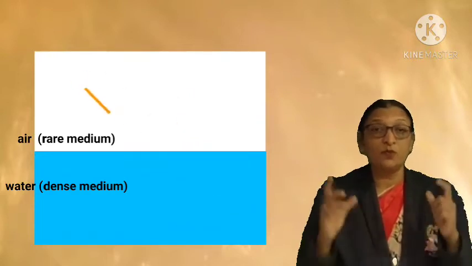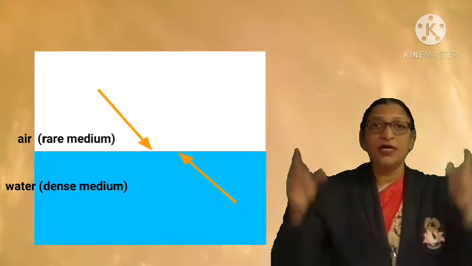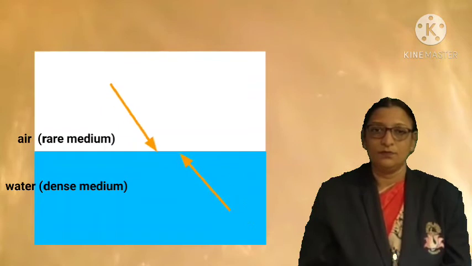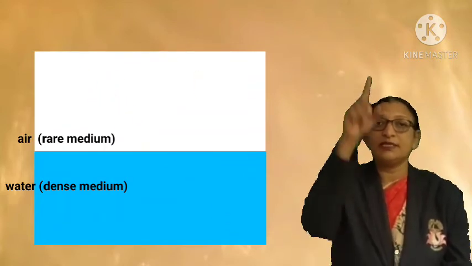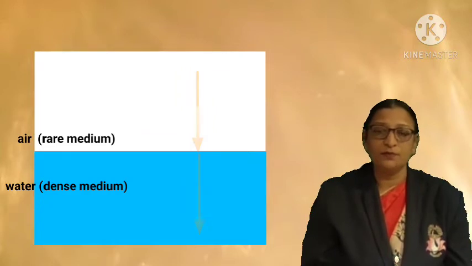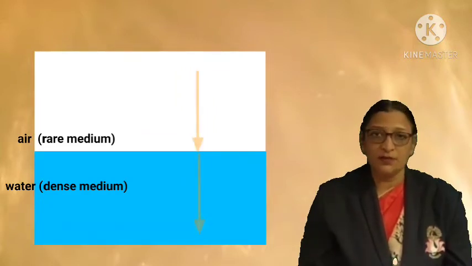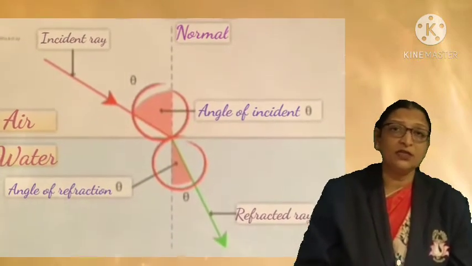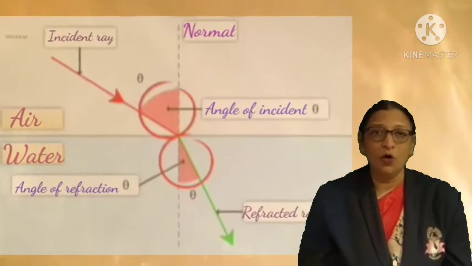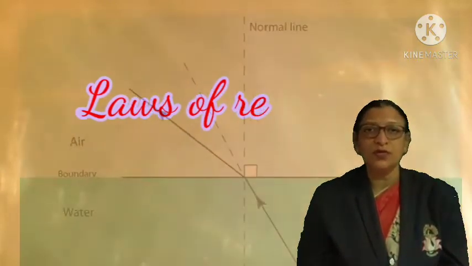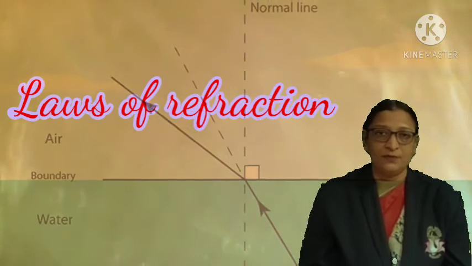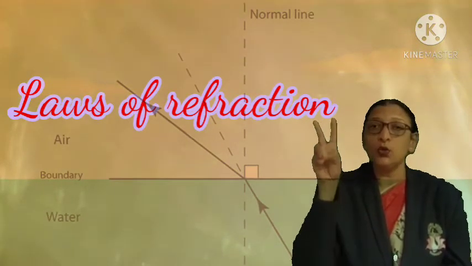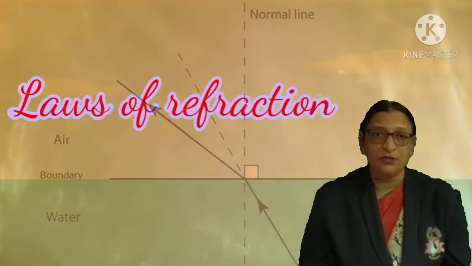And in both cases, light should fall in an inclined path. When the light falls exactly normally, that is perpendicular, it remains undeviated. Dear students, we have learnt about incident ray, refracted ray, angle of incidence, angle of refraction and normal. Today, we are going to discuss the laws of refraction. There are two basic laws of refraction. Let us discuss them one by one.